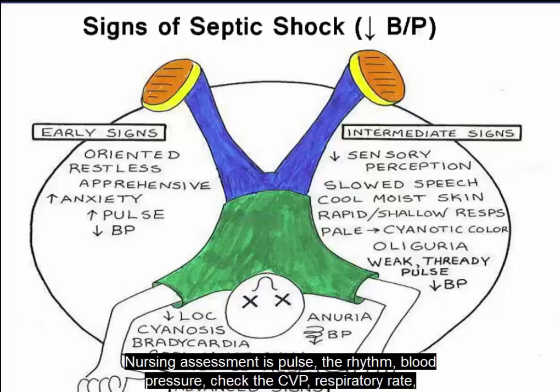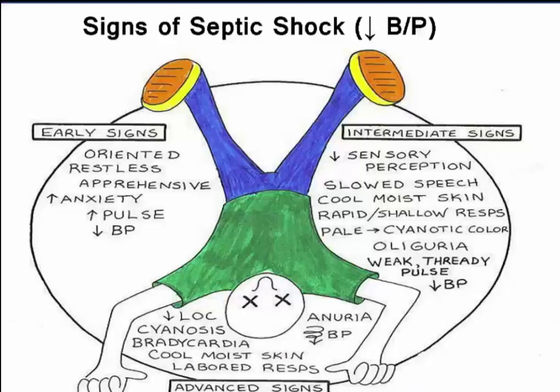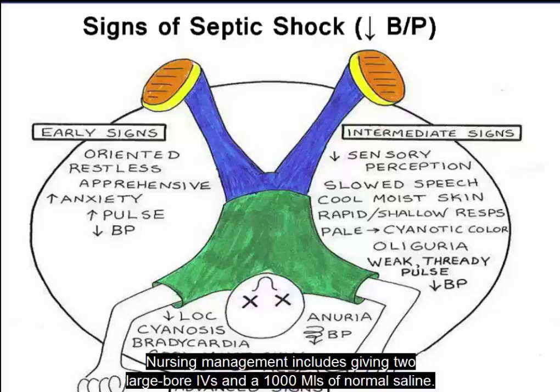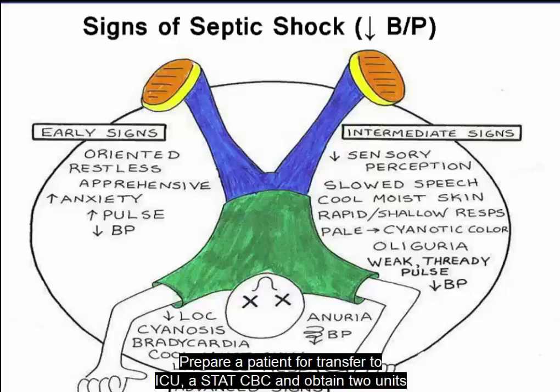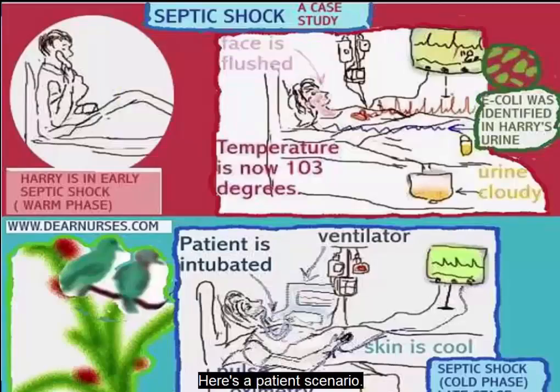Nursing assessment includes pulse, rhythm, blood pressure, checking the CVP, respiratory rate, O2 sats, urine output, skin color, and monitoring the labs. Nursing management includes giving 2 large bore IVs and 1,000 mL of normal saline. Prepare the patient for transfer to ICU, a stat CBC, and obtain 2 units of packed red blood cells from the blood bank. Here is a patient scenario.